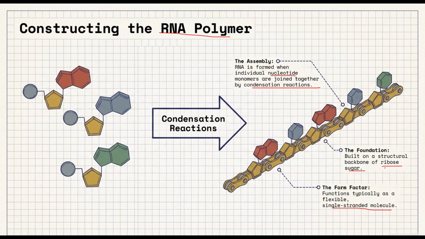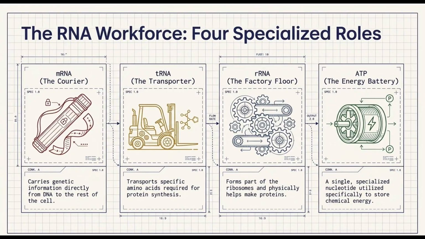So as we have mentioned, it is formed by joining nucleotide monomers. These are the nucleotide monomers, right? Each one is a monomer and they are tied together. And they contain ribose sugar and play a major role in protein synthesis. Got it? Now let's check the types of RNA and the four specialized roles.